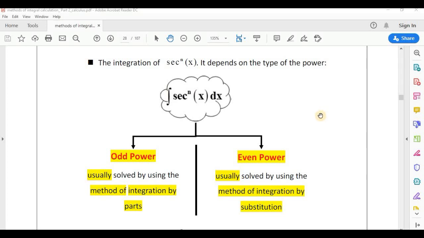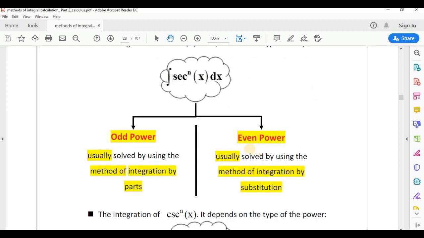For today's lecture, we will learn how to find the integral for the sec function. As we can see here, it depends on the type of the power. If we have an even power, then usually the integral will be solved by using the substitution method. And if we have an odd power, then it will usually be solved by using integration by parts.